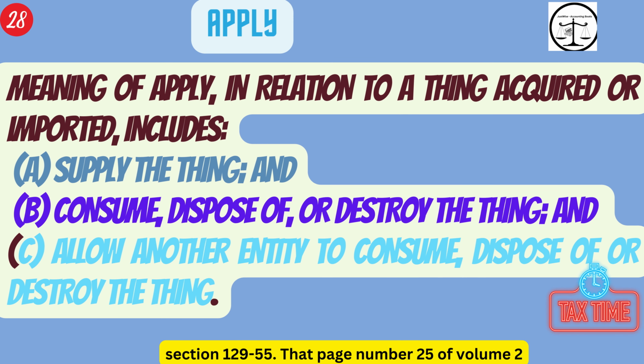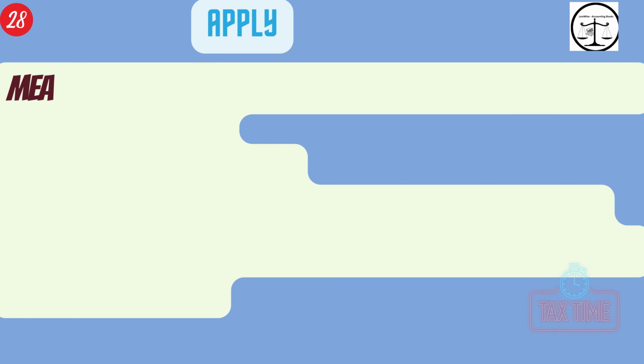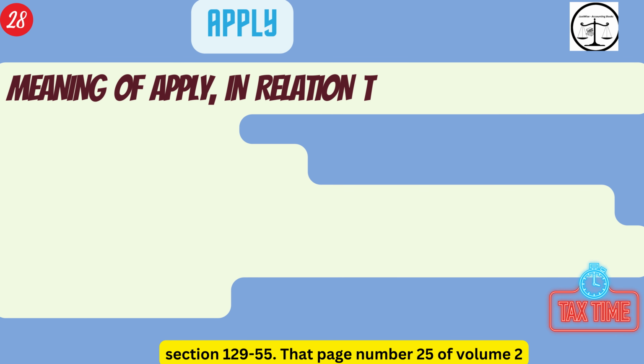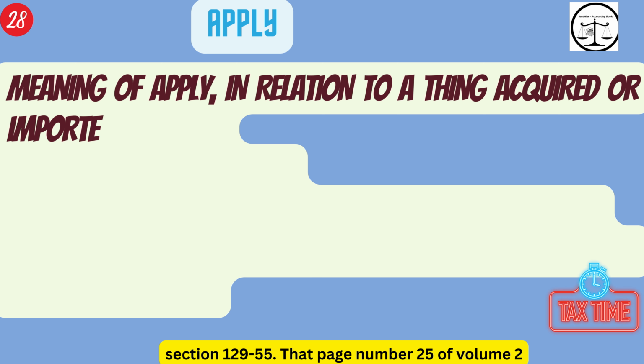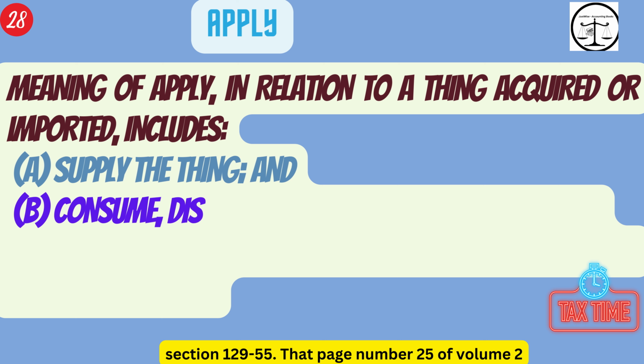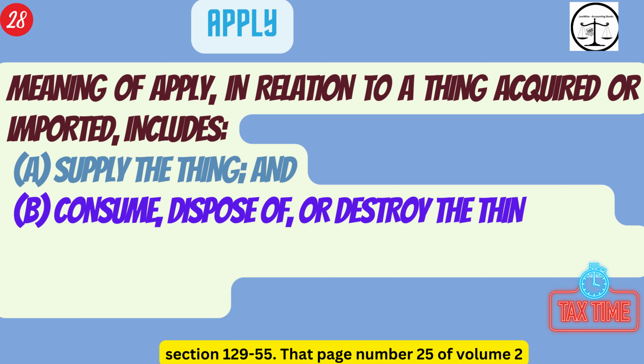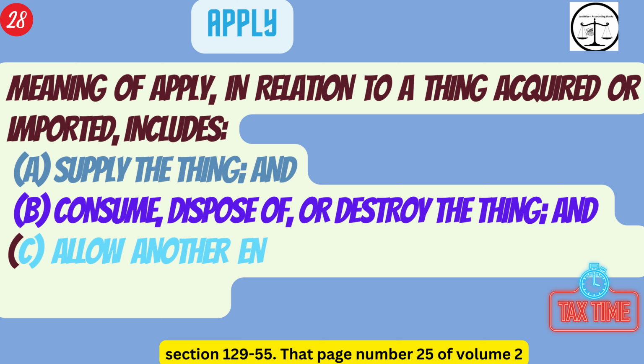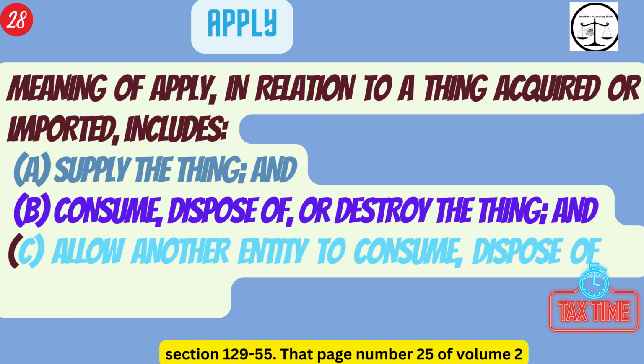Word number 28. Apply. You can find more about apply in section 129-55. That is page number 25 of volume 2. Meaning of apply in relation to a thing acquired or imported includes A. Supply the thing, and B. Consume, dispose of, or destroy the thing, and C. Allow another entity to consume, dispose of, or destroy the thing.